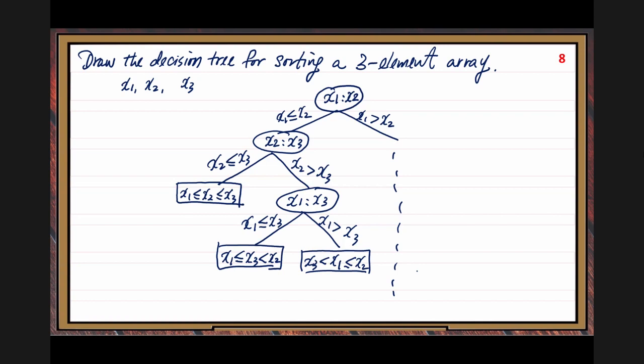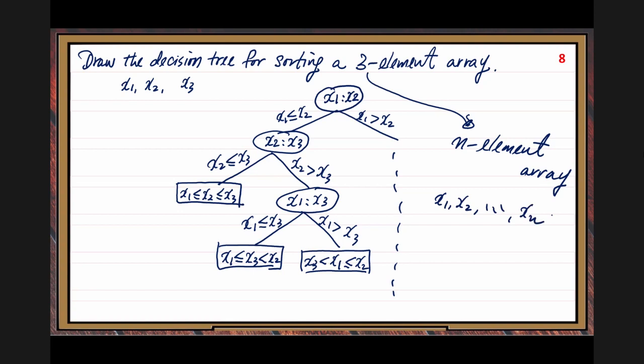But next, we should generalize the 3-element array to an n-element array, right? With array elements x1, x2 to xn. Can we draw a similar decision tree? It could be very complicated, but there must be one corresponding to any algorithm that sorts an n-element array, right?